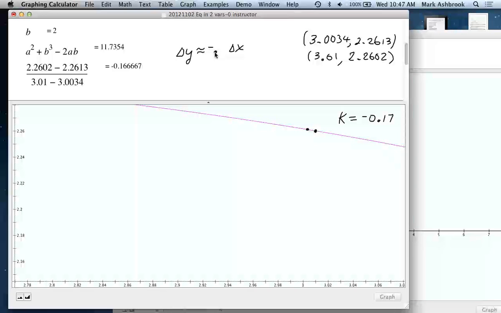And about negative 0.17 times the change in x. And we got to say "about" because this really isn't constant, right? If we can zoom in close enough, it's very, very close to constant, but that rate is changing continually, right? And she said for a small change in x, the change in y will be about negative 0.17 times the change in x.